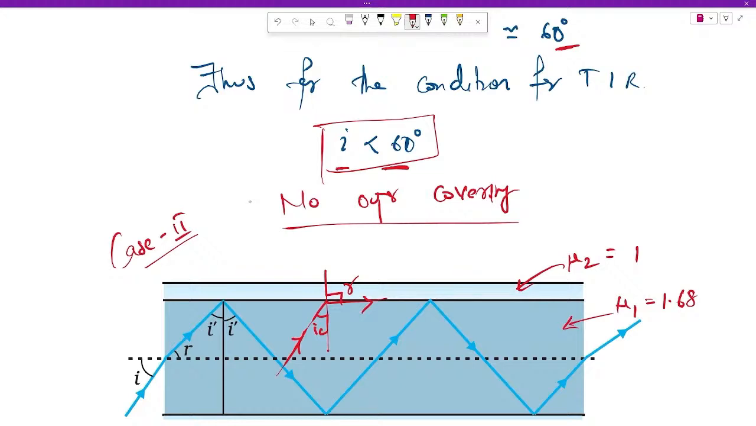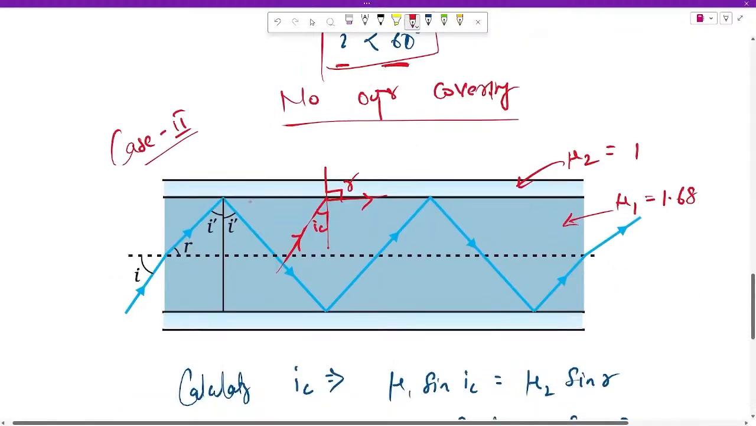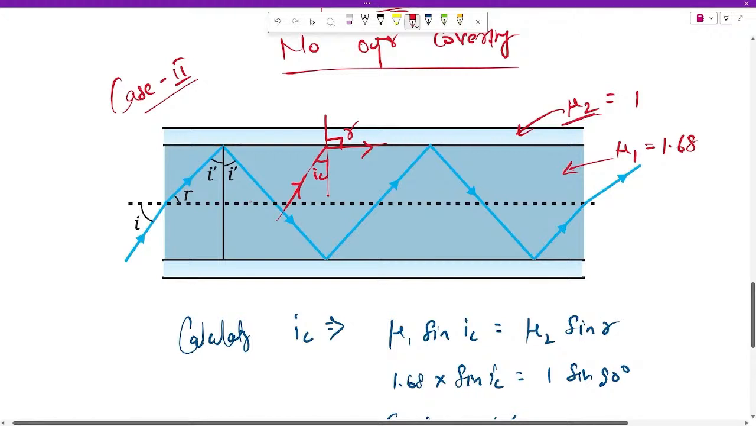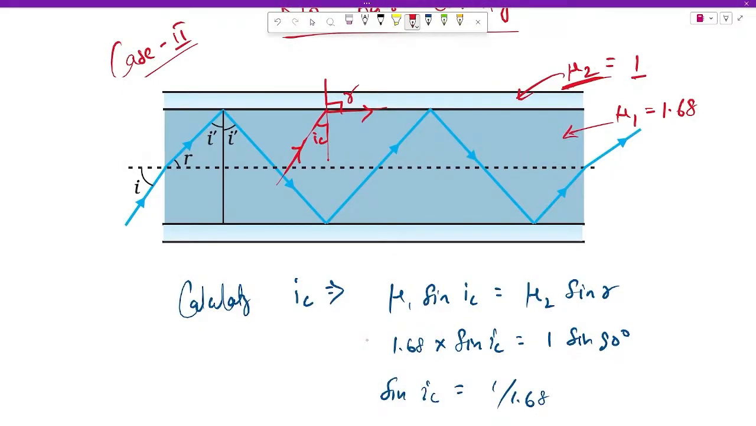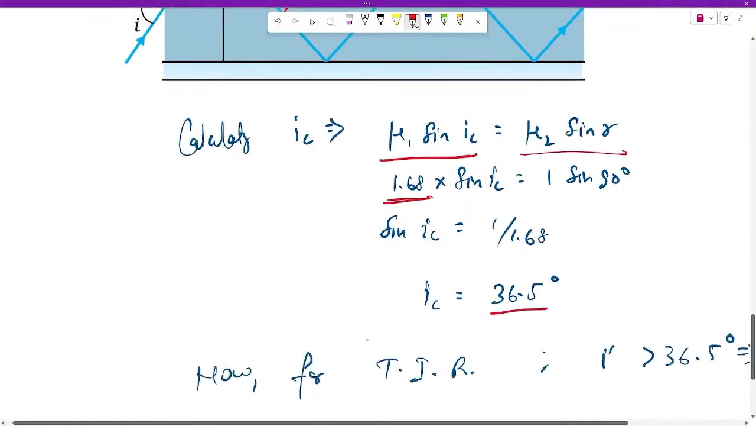Now let's cover the case when there is no outer covering. Now in this case we can assume that mu2, that is the refractive index of the outer covering, is equal to 1. Now in this case again we will find out the value of IC using Snell's law. So we can write over here mu1 sin IC equals mu2 sin R. Now R is the angle of refraction over here and IC is this one. So substituting the values of refractive index, we will get 1.68 into sine IC is equal to sine 90 degree. R is 90 degree over here. So we will get a value of IC as 36.5 degree.